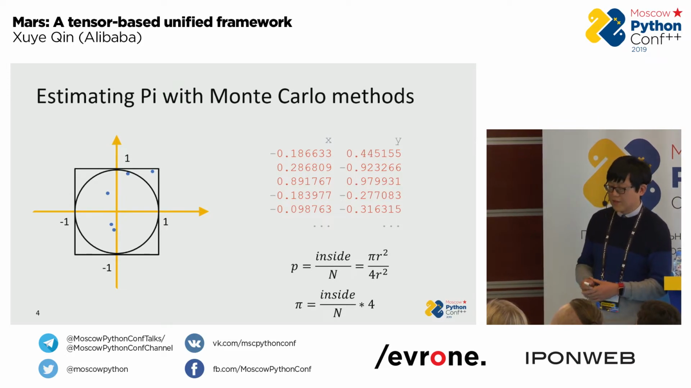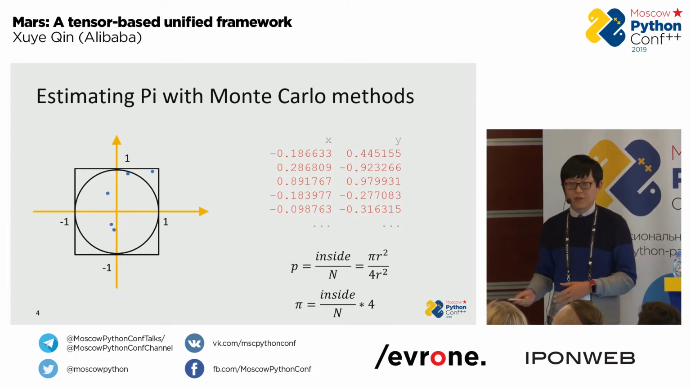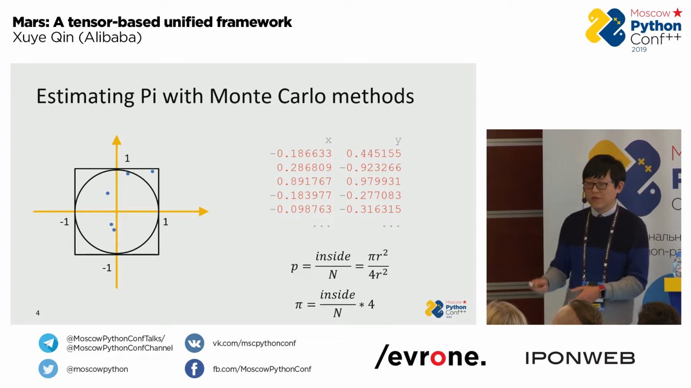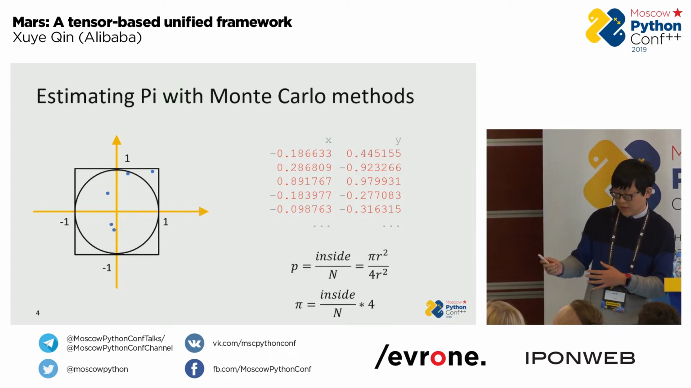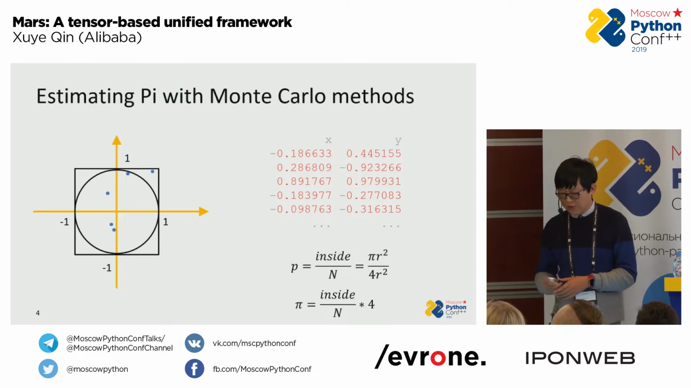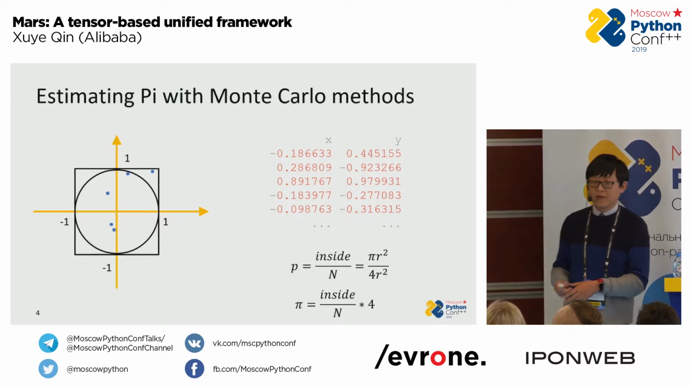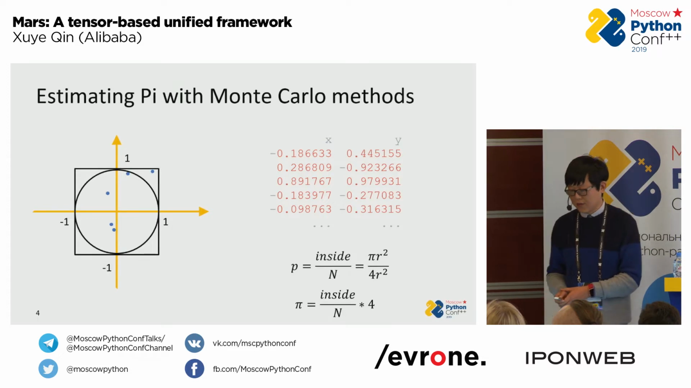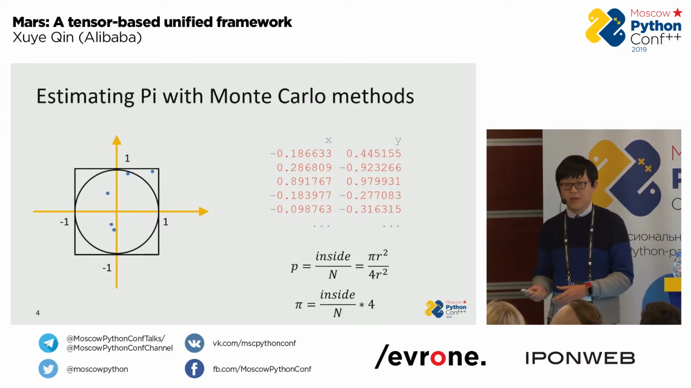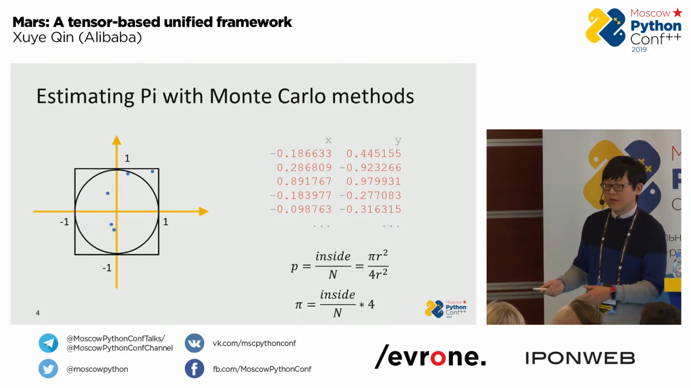Here we have a circle with radius 1 enclosed in a 2x2 square. We generate a large number of points, and the points can be within the circle and also within the square. So we can conclude that the number of points within the circle divided by the total number is the area of the circle divided by the area of the square. So pi is the number of points inside the circle divided by the total number, multiplied by 4. One important thing is that the more points we generate, the more accurate pi will be.